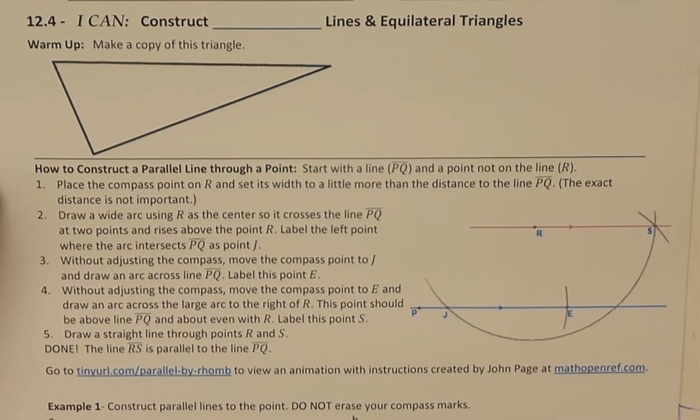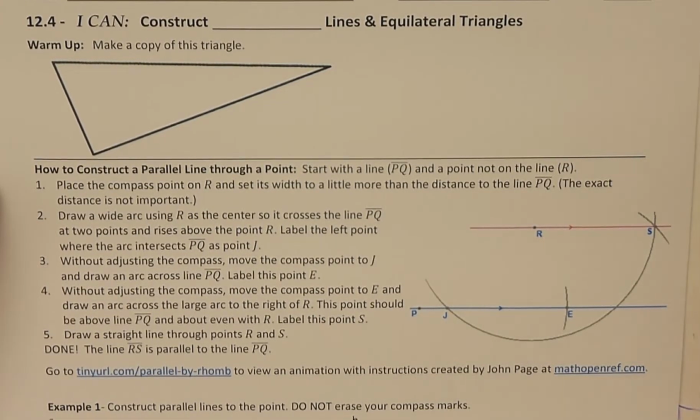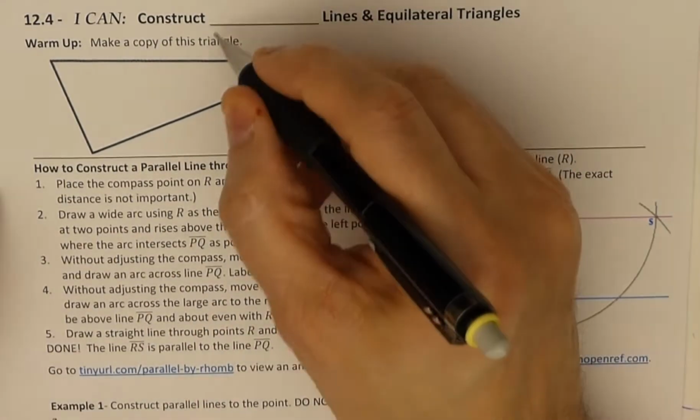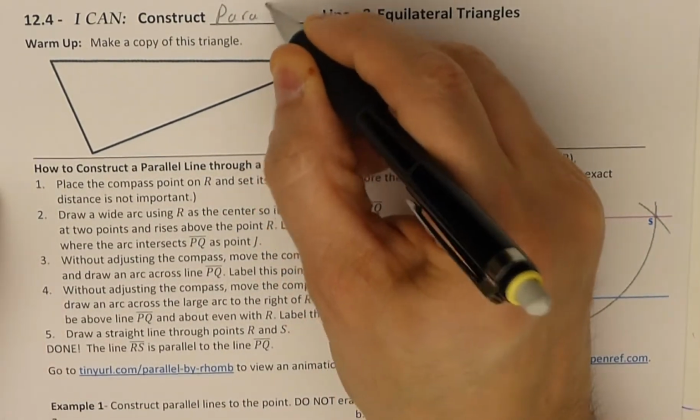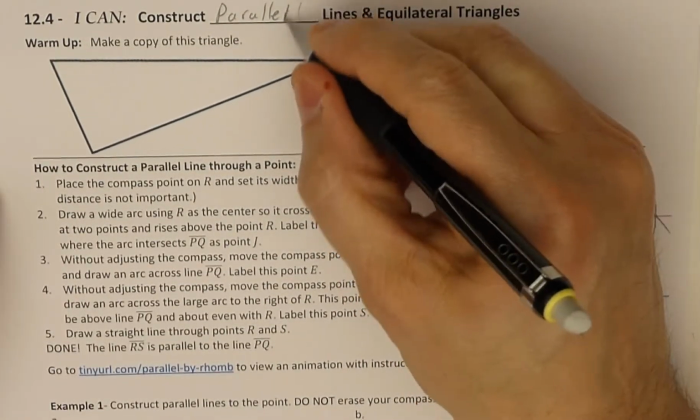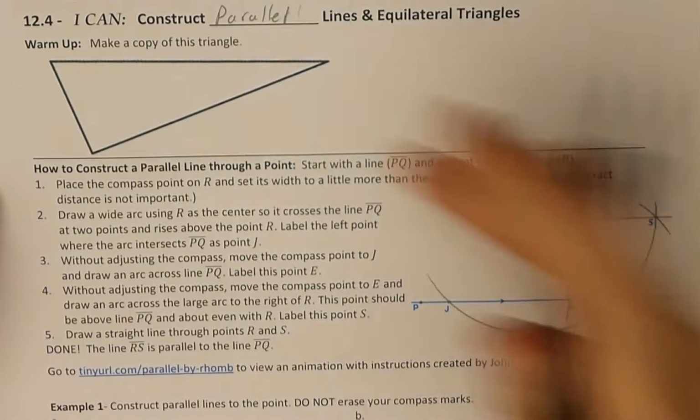Okay, we're moving right along in 12.4 here, moving through this unit. So in this section, we're going to construct parallel lines. In the last section, we did perpendicular lines. Whoops, parallel. Whoops, just thinking perpendicular. Parallel lines and equilateral triangles.